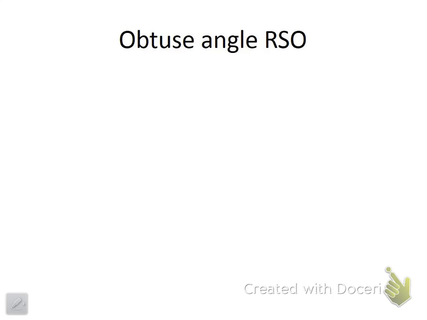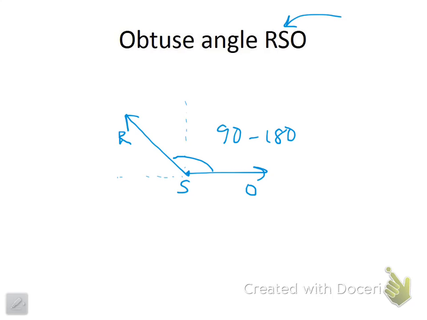Obtuse angle. An obtuse angle is anything between 90 and 180 degrees. So if I had an angle, this would be an obtuse angle because it is greater than my 90-degree angle but smaller than my 180-degree angle. So this is my obtuse angle. Between 90 and 180 does not include 90 and does not include 180, because remember those are two different names. Then we're going to label it. So R, S, O. Remember, S is always where your vertex is. Whatever that middle letter is, it's always your vertex. So right here.